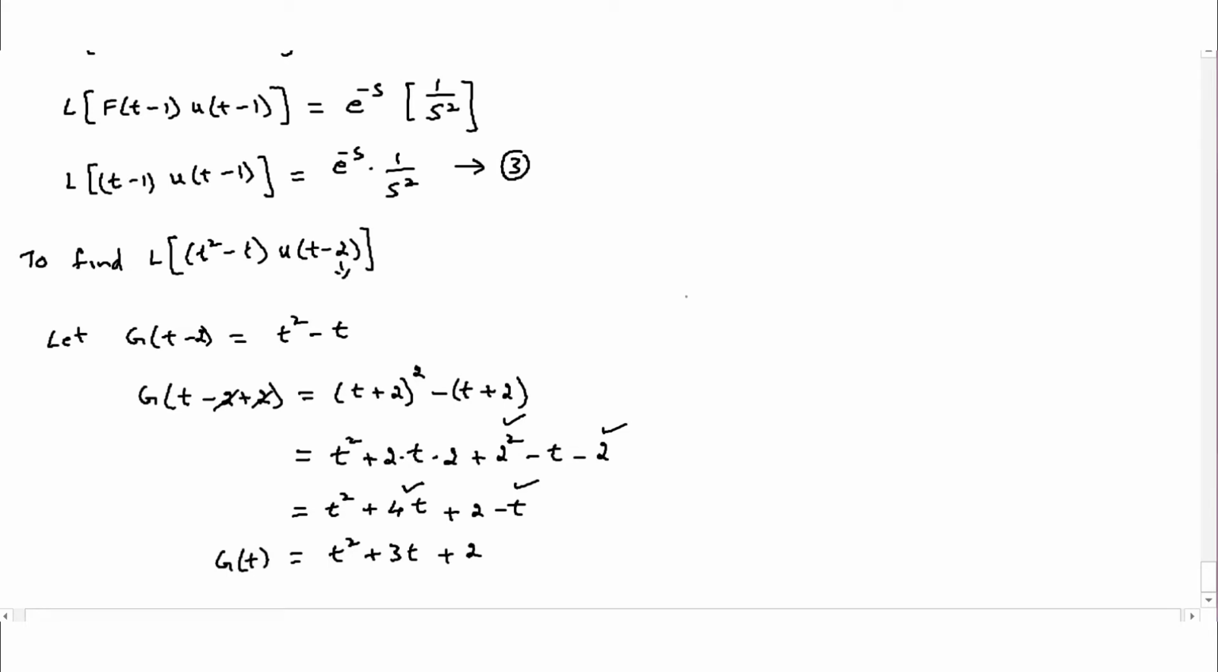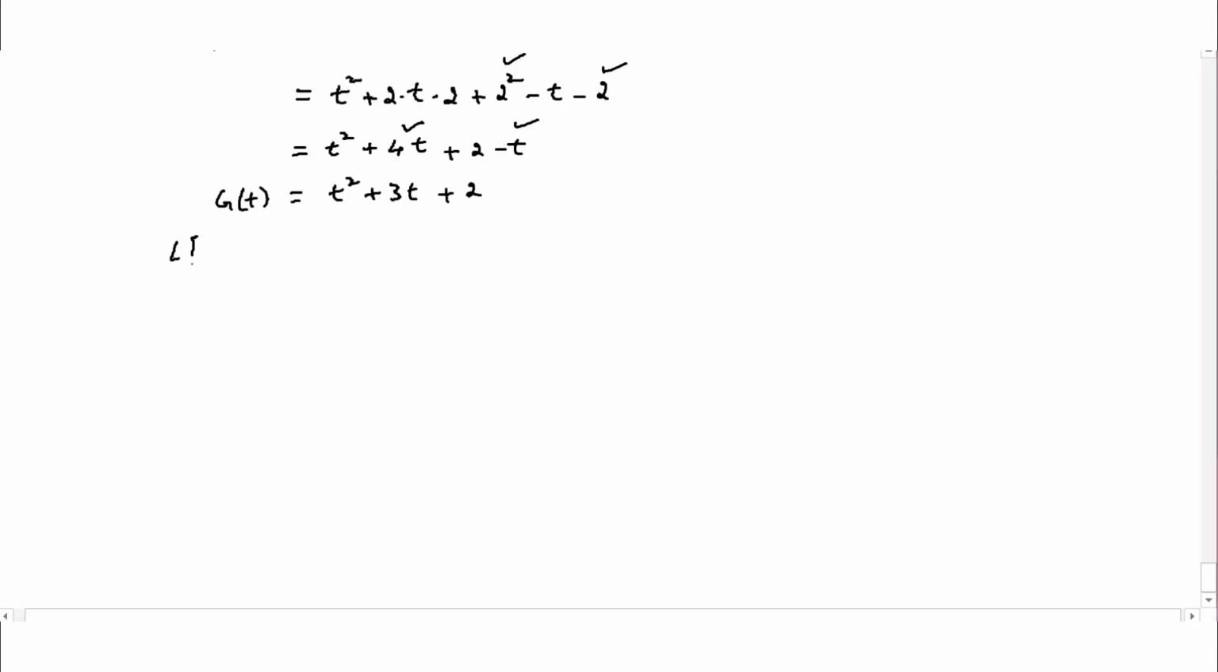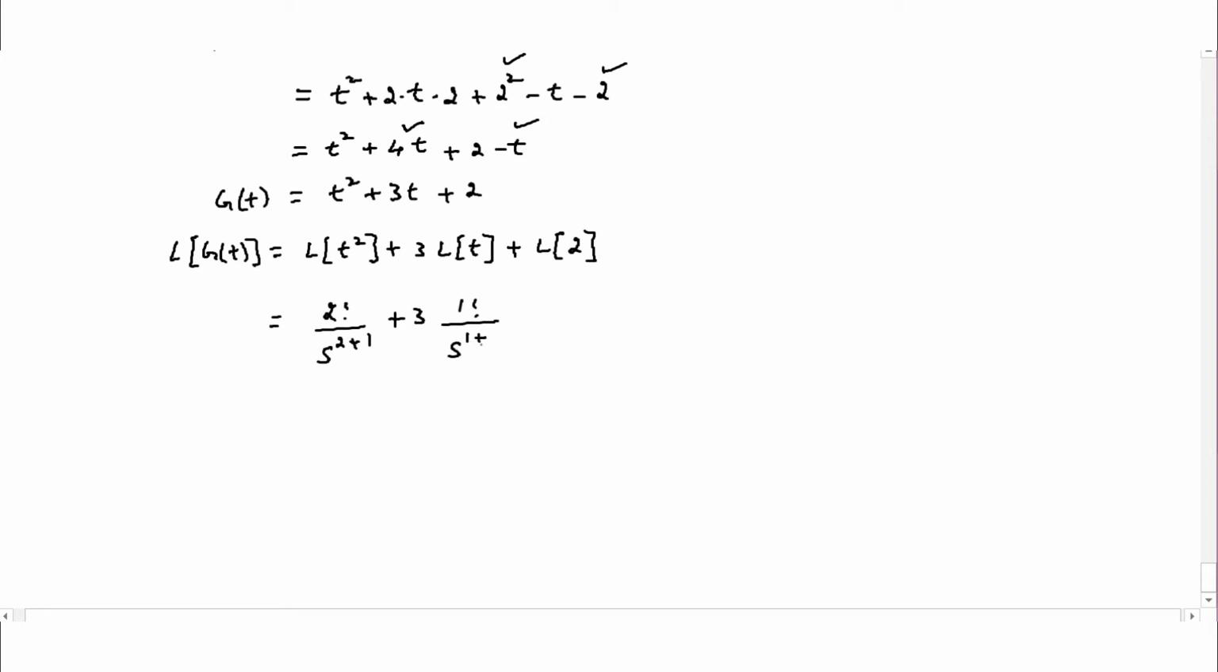So now we'll take the Laplace transform. So Laplace transform of g of t will be nothing but Laplace transform of t square plus 3 times of Laplace transform of t plus Laplace transform of 2. So Laplace transform of t square will be using that basic formula n factorial divided by s power of n plus 1. N value over here is 2, plus 3 times of, in this case n value is 1. So 1 factorial divided by s power of n plus 1, so 1 plus 1. Next Laplace transform of a will be a by s.